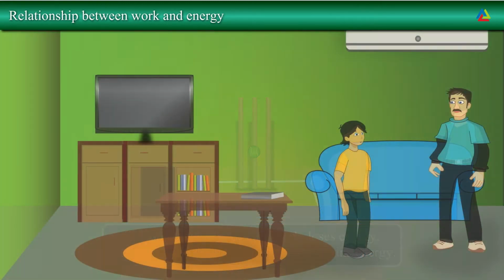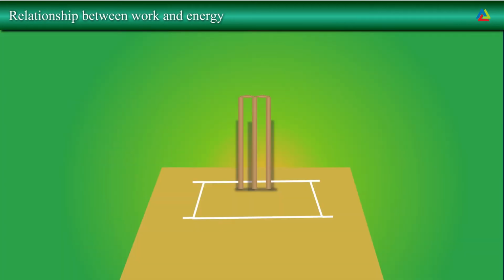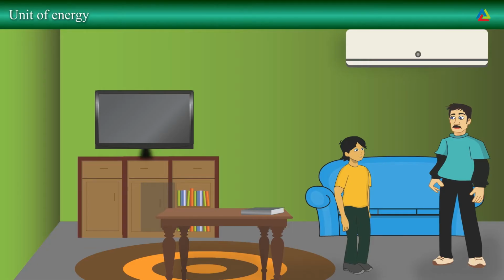How does an object with energy do work? An object that possesses energy can do work on another object. Energy is transferred during the work. The object that receives energy may move and therefore do some work. I understand. Work basically is the transfer of energy.